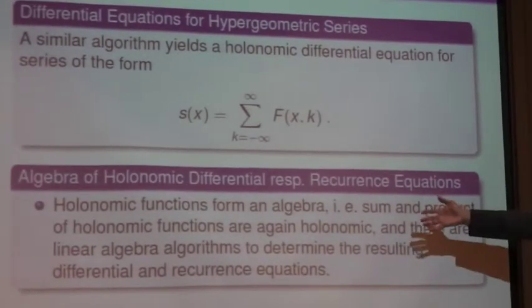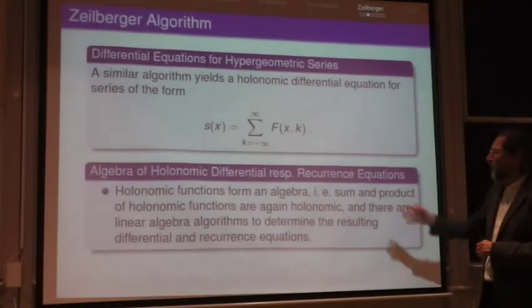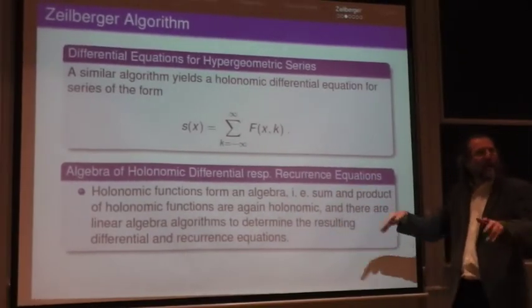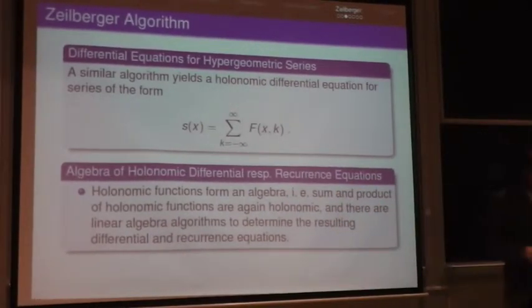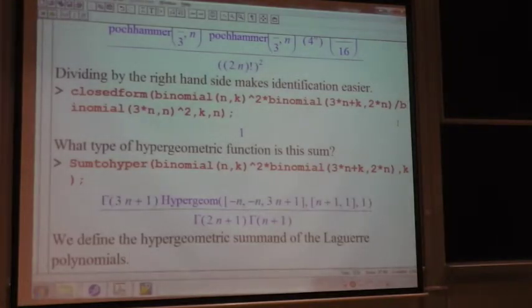And then finally, if you have two functions that satisfy a differential equation of this type, and you add these functions or multiply these, then you get again such a holonomic function. The same with the recurrence equations. So this is an algebra, and you can do these algebraic relations with it. And I just want to show you some of these things here.